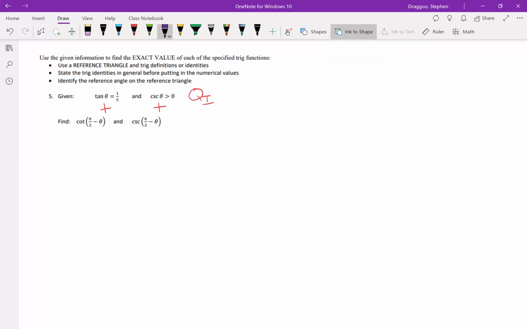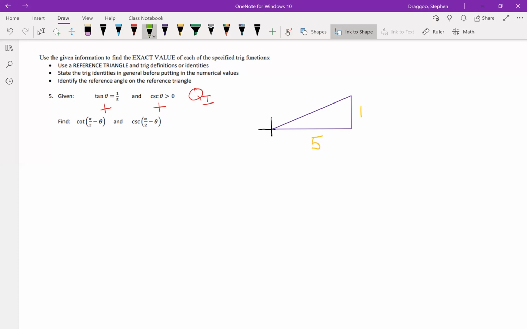So if we draw ourselves a reference triangle, I should put that reference triangle in quadrant 1, where all the x and y values are positive. I'll put a coordinate axis on there, and then label the sides. So tangent I know is opposite over adjacent, so I'm going to make my opposite side 1 while my adjacent side is 5.